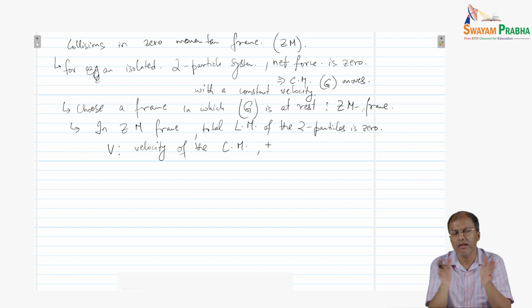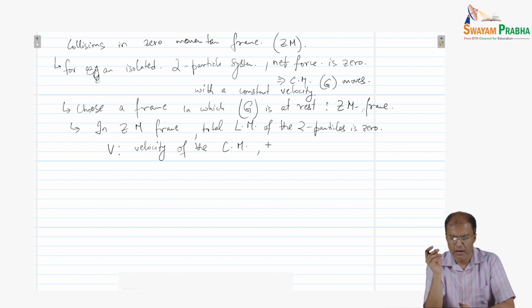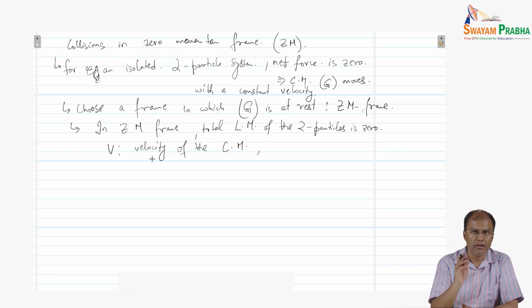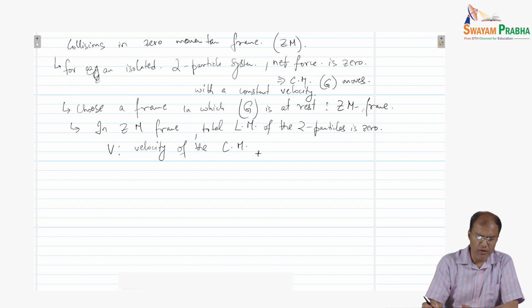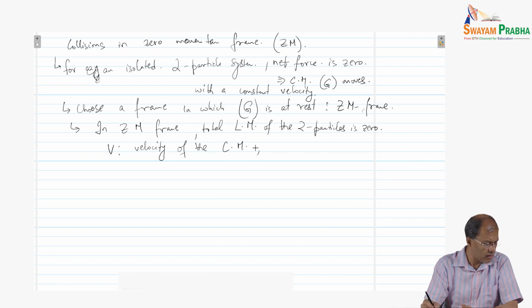The center of mass has a velocity v, but if we sit on the center of mass frame, then we see that the center of mass is at rest, and that is the frame we are talking about, the zero momentum frame, right? That doesn't mean that the center of mass is not moving. The center of mass is moving in a fixed frame with velocity v. That is what we are writing here, right? So v is the velocity of the center of mass.